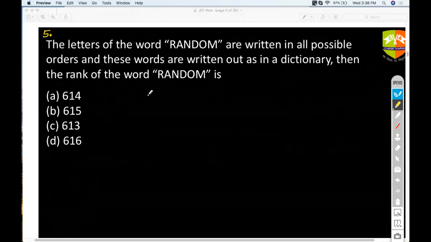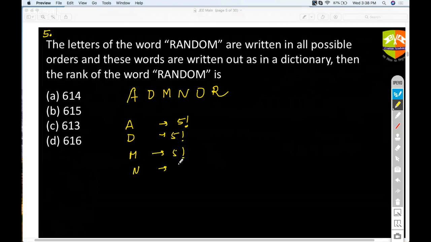All right. So let's write down these letters in alphabetical order, which will be A, D, M, N, O, R. That's the alphabetical order in which you can write this. The number of words beginning with A, that would be 5 factorial. With D also is 5 factorial. With M also will be 5 factorial. With N also 5 factorial. With O also 5 factorial. Right? So it's almost 5 times 5 factorial. That's going to be 600.